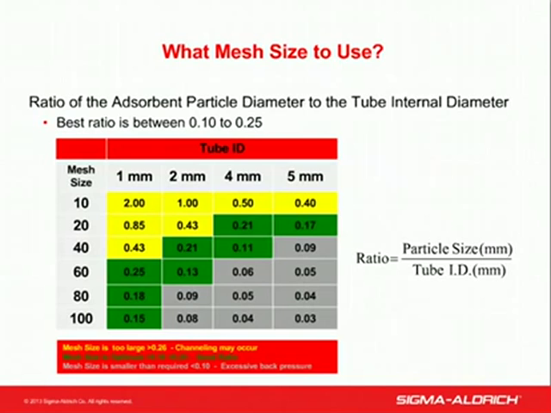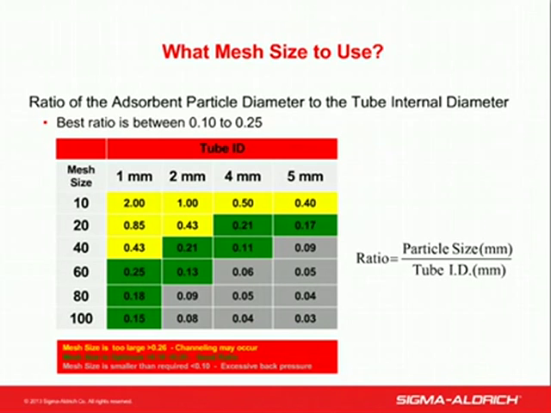This chart shows the ratio of the particle mesh size and different tube inner diameters. So, for example, for a 4 millimeter ID tube, the optimum ratio is met with 20-40 mesh particles. 10 mesh particles in yellow there are too big, and there's a good chance that channeling will occur when we're sampling. And if we use the 60 mesh and smaller particles, they're smaller than we need, so the back pressure will be too excessive.